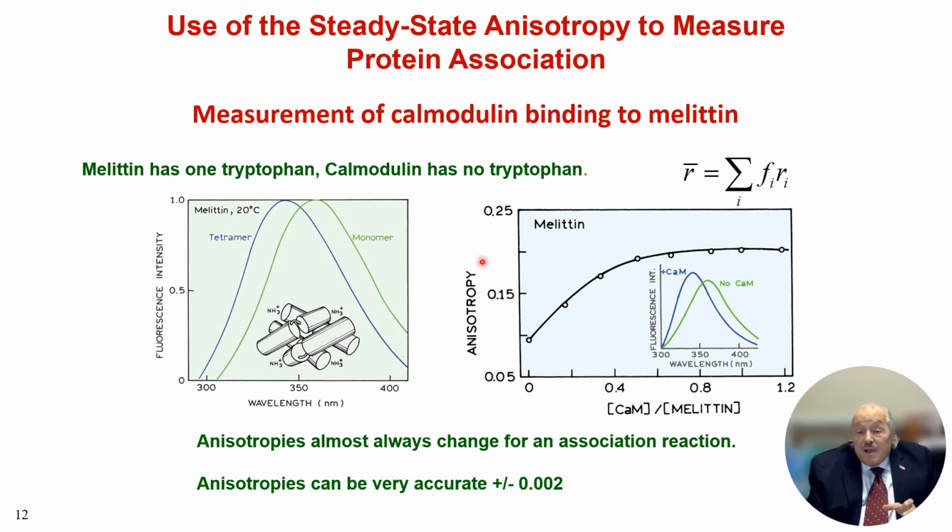So melatonin bound to calmodulin, with the concentration increasing here, results in an increasing anisotropy, and from that you can calculate the binding constants, the binding affinities. Anisotropy measurements tend to be very, very accurate, and a nice thing about it is that almost any association of two reasonably sized molecules is going to change the rotational correlation time, so it's going to give you a change in the observed anisotropy.